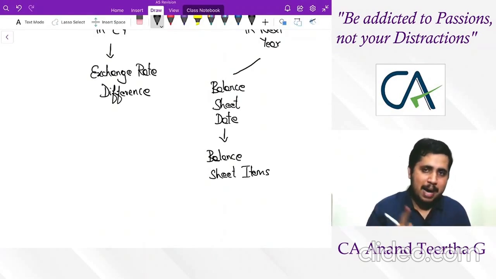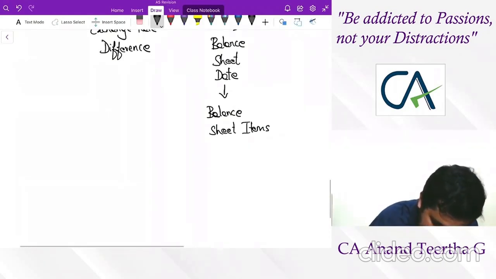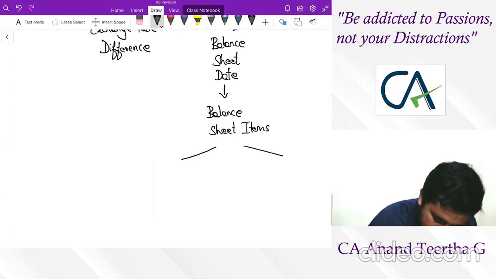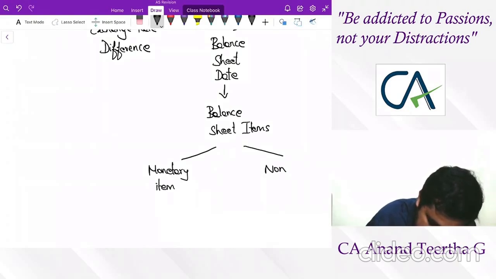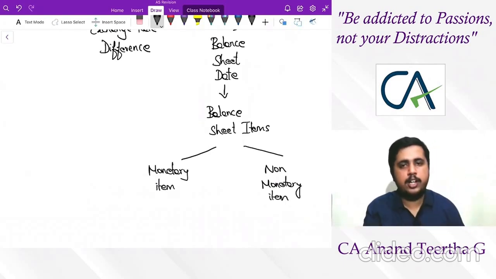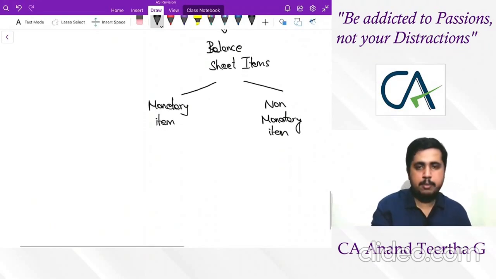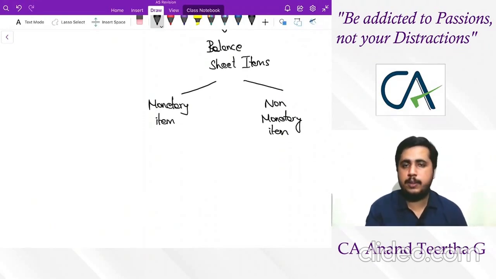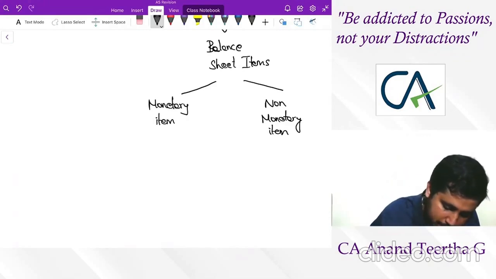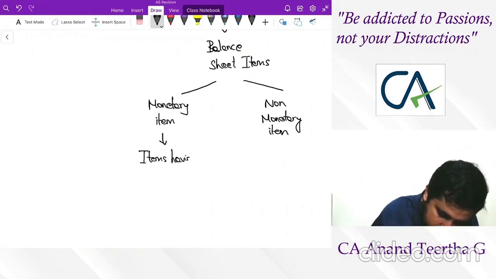Now, if it is a balance sheet item, then it should be classified into two things. One, you classify it either as a monetary item or a non-monetary item. There is a specific definition for it. Do not go under the impression that monetary means with money and non-monetary means without money. No. What do we mean by monetary item? Items having fixed and determinable effect.